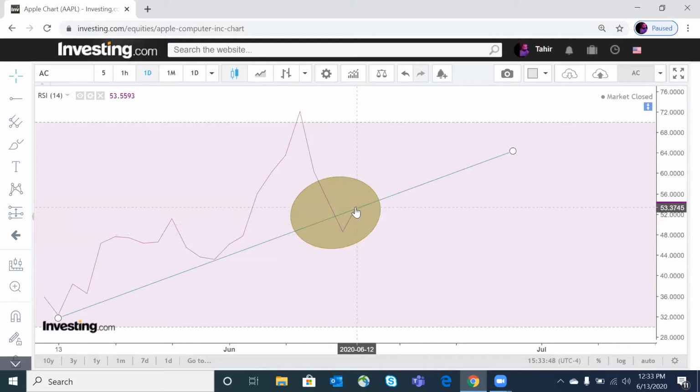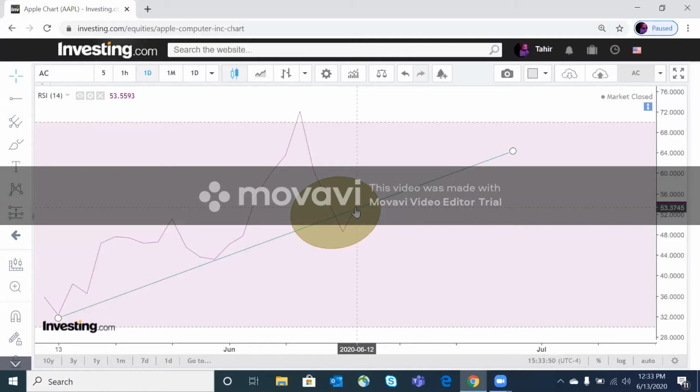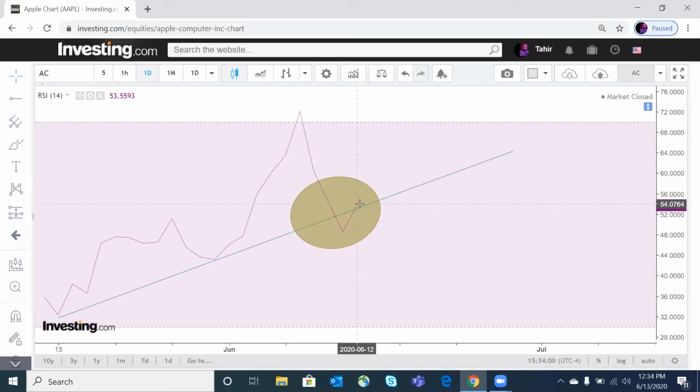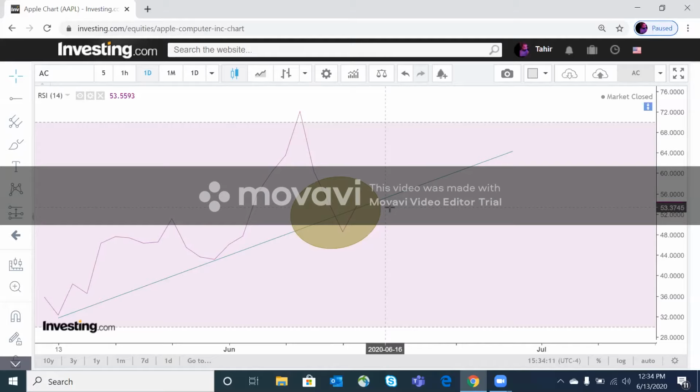So on Monday, if it is trading above the opening price or above the closing price of the previous day, a green candle, then you will see this RSI going up again, and it has room to go up. Currently it is at 54, and it can go up till like 70, till this point. Not 71 but 70, as we stick to our approach.